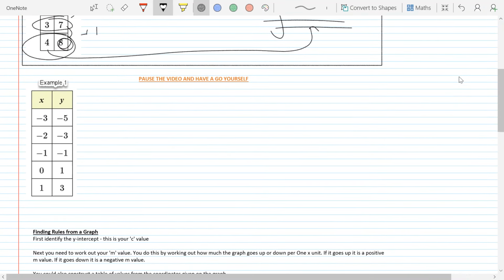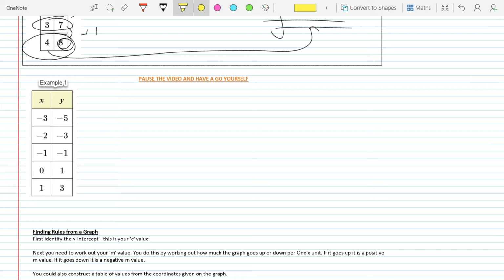What I would like you to do now is to pause the video and have a go at example 1. Alrighty, how'd you go? We need to look for our y-intercept first, so hopefully you got a c value here. From here we should be able to work out our c value is positive 1.